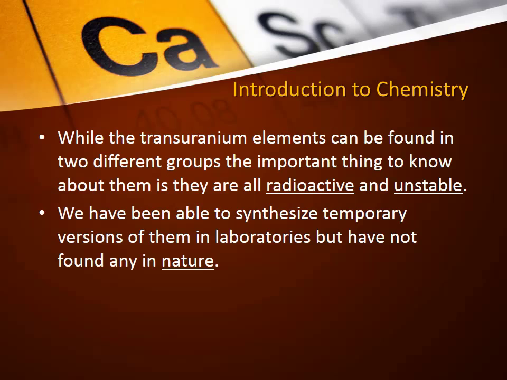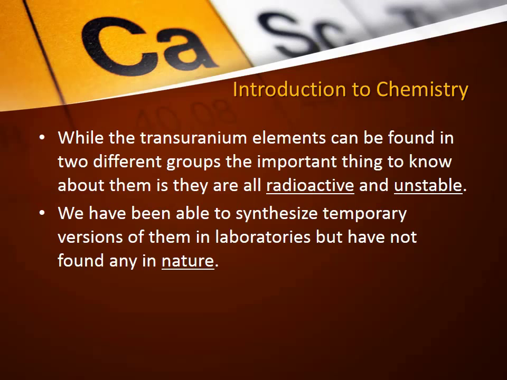So while the transuranium can be found in two different groups, the important thing to know is they are radioactive and unstable. A lot of the radioactive elements you can think of are transuranium. That's about the only thing you need to know of them. Don't really worry about locating them. We've been able to synthesize temporary versions, but really can't find them in nature. So if we get to it, we'll talk about that in our nuclear chemistry unit, which will be our very last unit of the year.